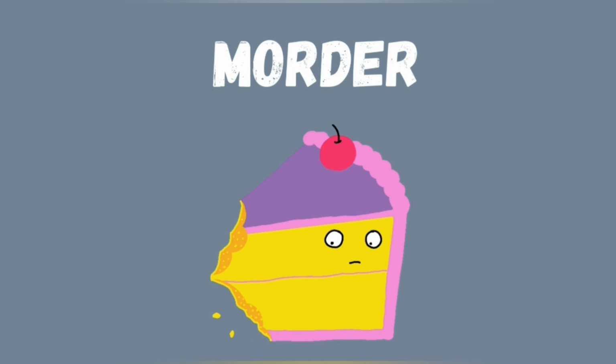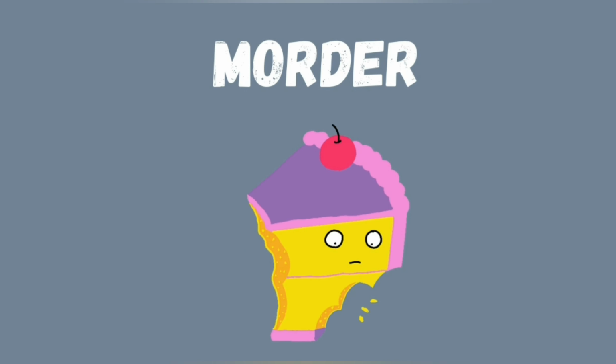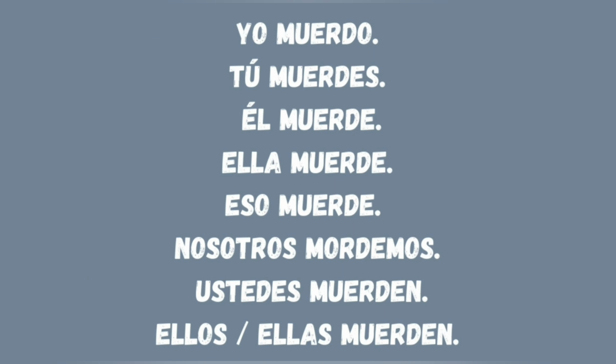Now the next verb we have is to bite, okay? That means morder in Spanish. And we're going to conjugate this verb in this form. According to our personal pronouns, we have yo muerdo, tú muerdes, él muerde, ella muerde, eso muerde, nosotros mordemos, ustedes muerden, ellos o ellas muerden.